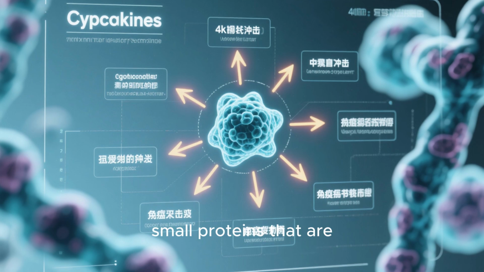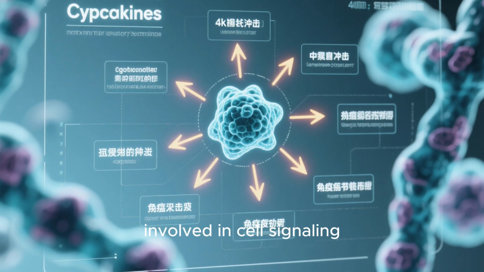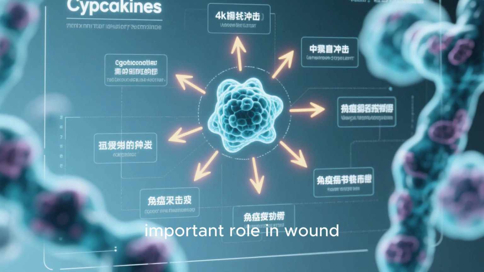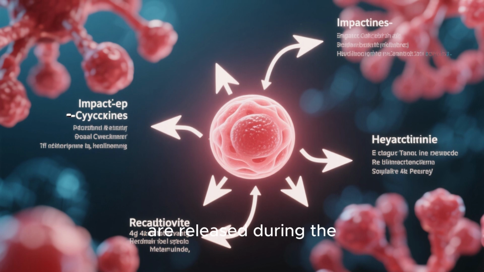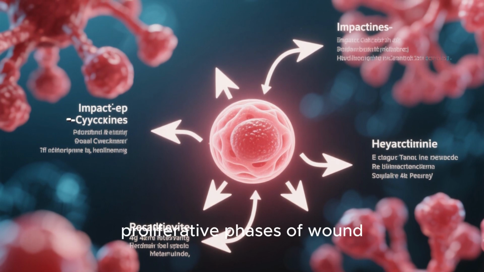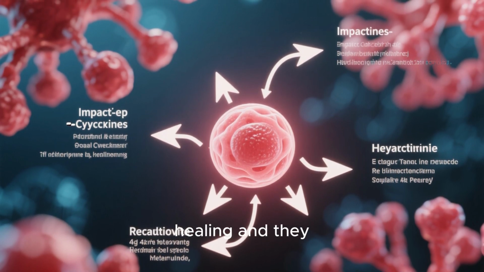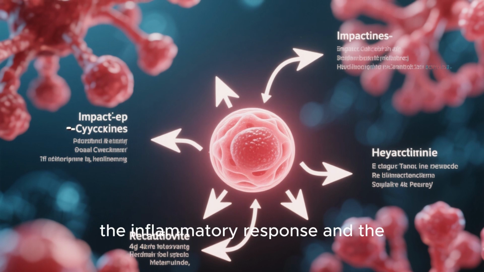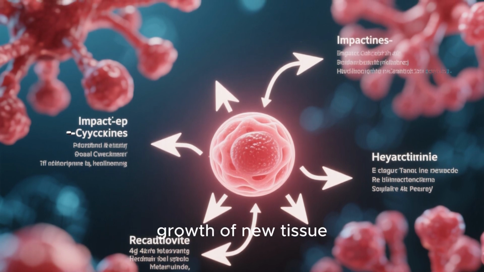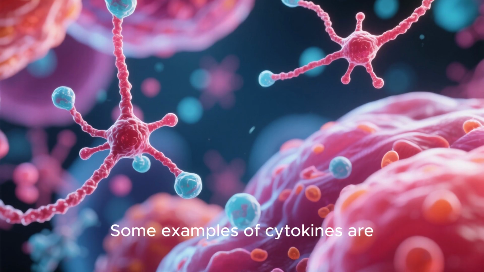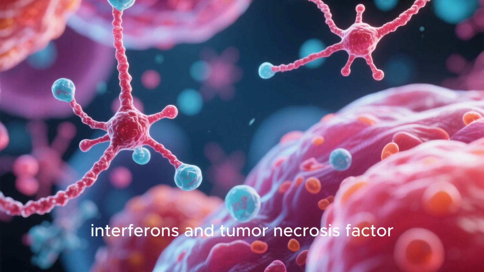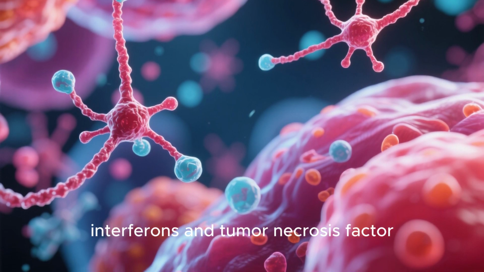Okay, the second process in wound healing is the action of cytokines. Cytokines are basically small proteins that are involved in cell signaling, and they play an important role in wound healing. So cytokines are released during the inflammatory and the proliferative phases of wound healing, and they regulate the immune response, the inflammatory response, and the growth of new tissue.